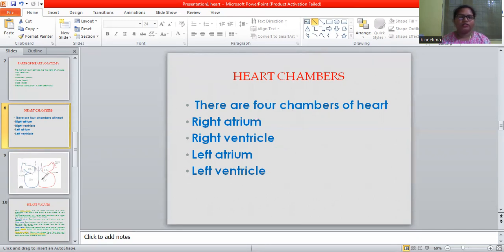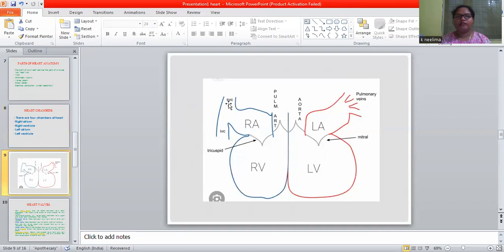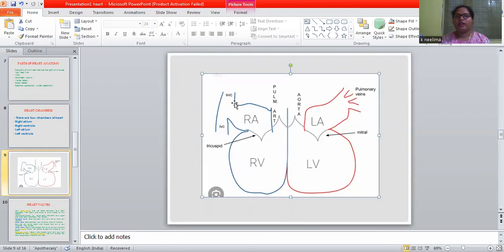We will discuss one diagram also. These are the vena cavas. This is the superior vena cava at the upper portion, and this is the inferior vena cava below. Through these vena cavas, blood from the body parts is received by the right atrium. Which kind of blood? Deoxygenated, impure blood.